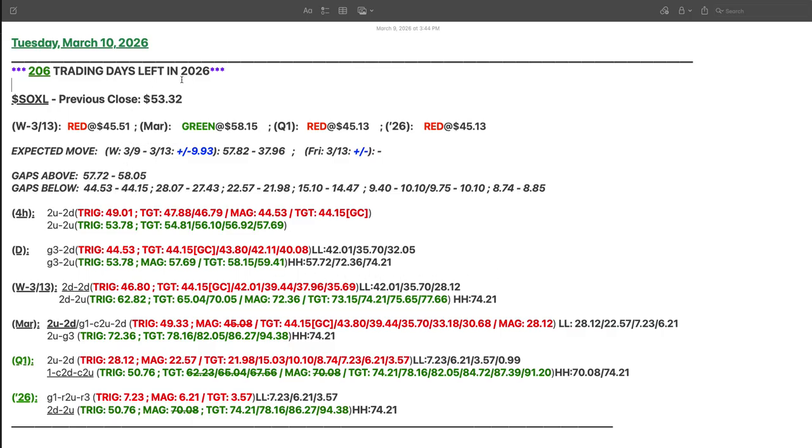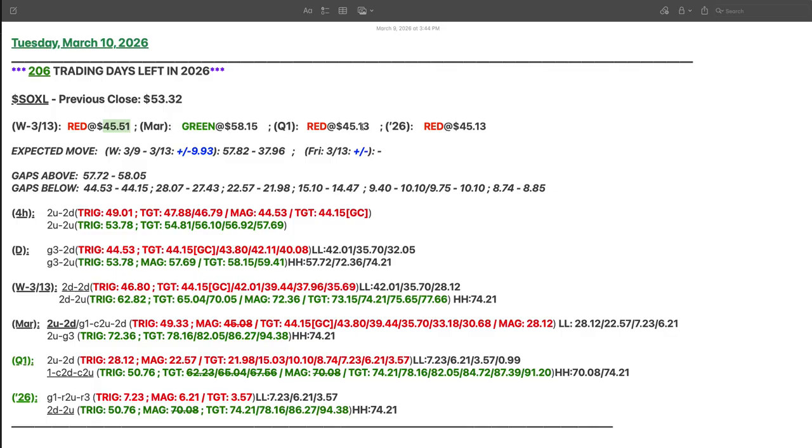Let's go ahead and go to the notes and look at the hard numbers, right? For Tuesday, March 10th, there will be 206 trading days left in 2026. And we know that the close price on Monday, March 9th was 53.32. We know that the week opened at 45.51, meaning that in order for the week to go red, it will have to go below 45.51. But the month opened at 58.15, so the month is still red.